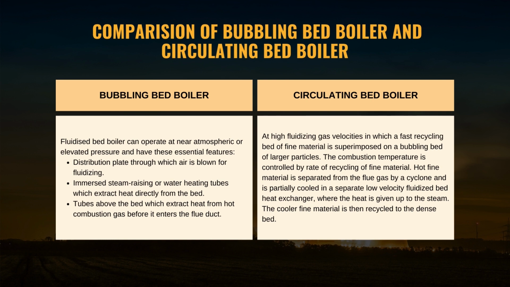Circulating bed boiler: at high fluidizing gas velocities, a fast recycling bed of fine material is superimposed on a bubbling bed of larger particles. The combustion temperature is controlled by rate of recycling of fine material. Hot fine material is separated from the flue gas by a cyclone and is partially cooled in a separate low velocity fluidized bed heat exchanger, where the heat is given up to the steam. The cooler fine material is then recycled to the dense bed.